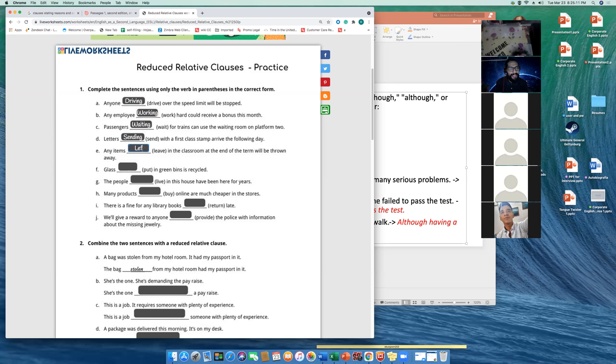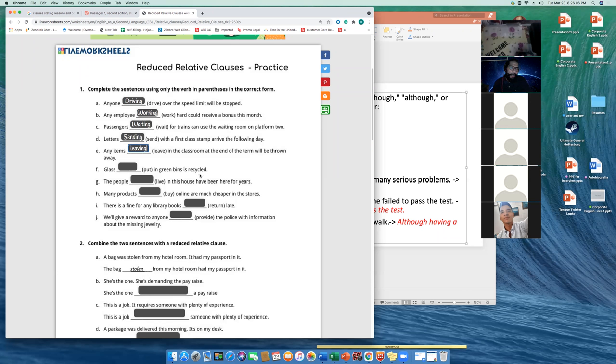Left? The thing is that if you say leaving any items left, leave. Why, teacher? Well, the thing is that if you look at how it's, you cannot use leaving, no, any items left would have to be on this one. I don't. Any items leaving in the classroom at the end of the term? I don't know. It feels like it doesn't fit in. But let's leave it on there. Let's see what happens. Any items leaving in the classroom?